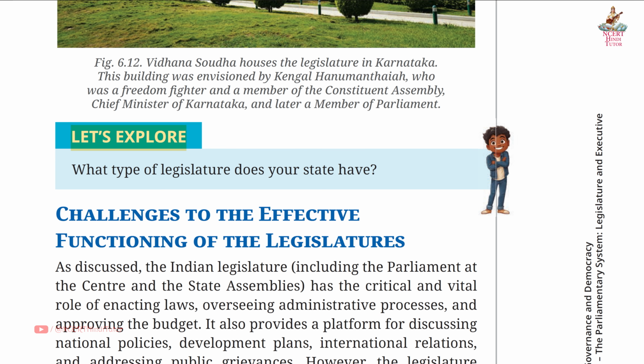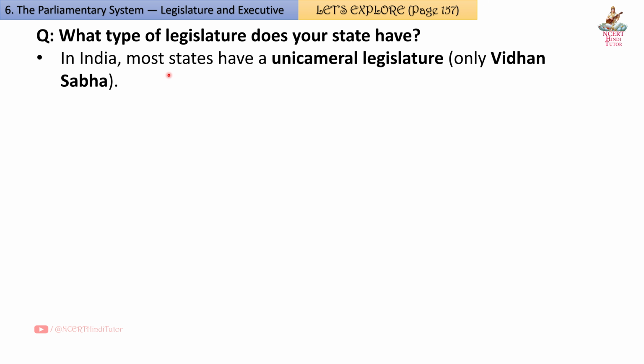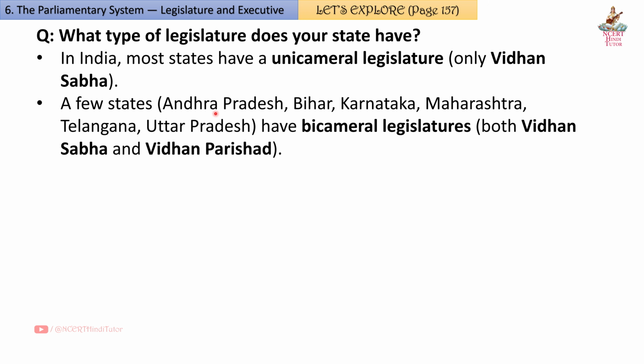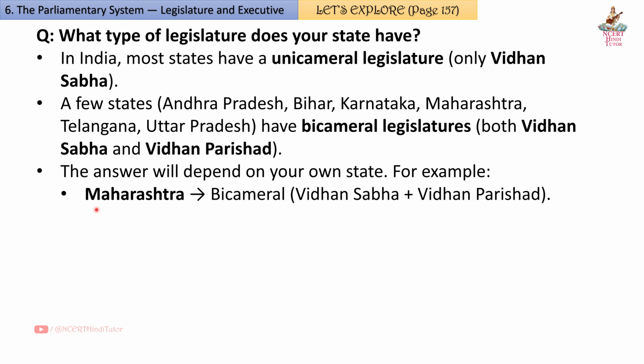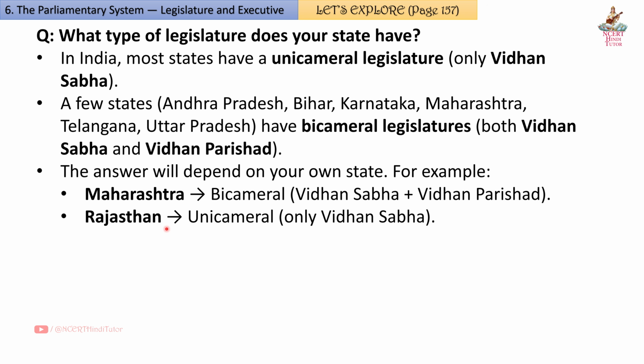Let's explore page 157. What type of legislature does your state have? Answer: In India, most states have a unicameral legislature, only the Vidhan Sabha. A few states, Andhra Pradesh, Bihar, Karnataka, Maharashtra, Telangana, Uttar Pradesh, have a bicameral legislature, both Vidhan Sabha and Vidhan Parishad. The answer will depend on your own state. For example, Maharashtra is bicameral, Vidhan Sabha plus Vidhan Parishad. Rajasthan is unicameral, only the Vidhan Sabha.